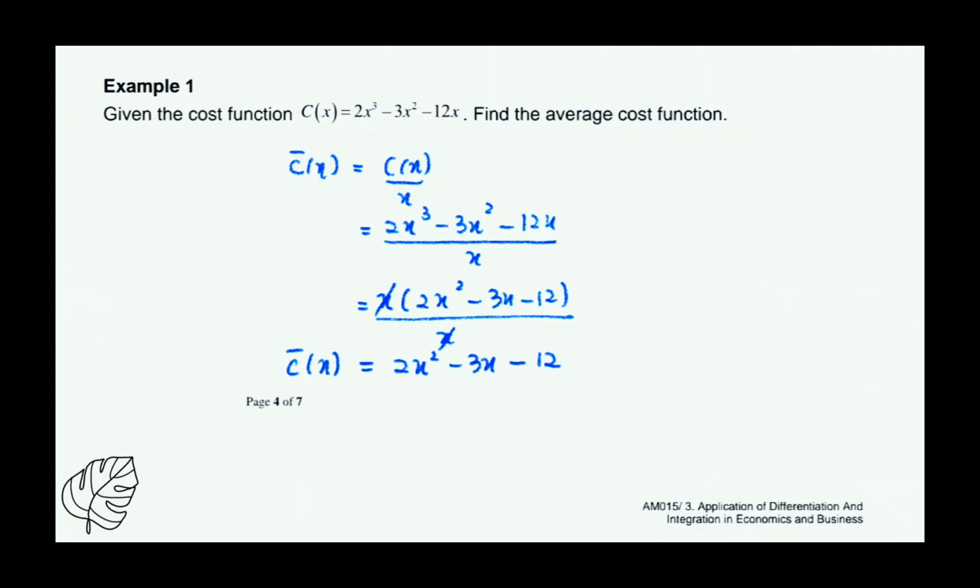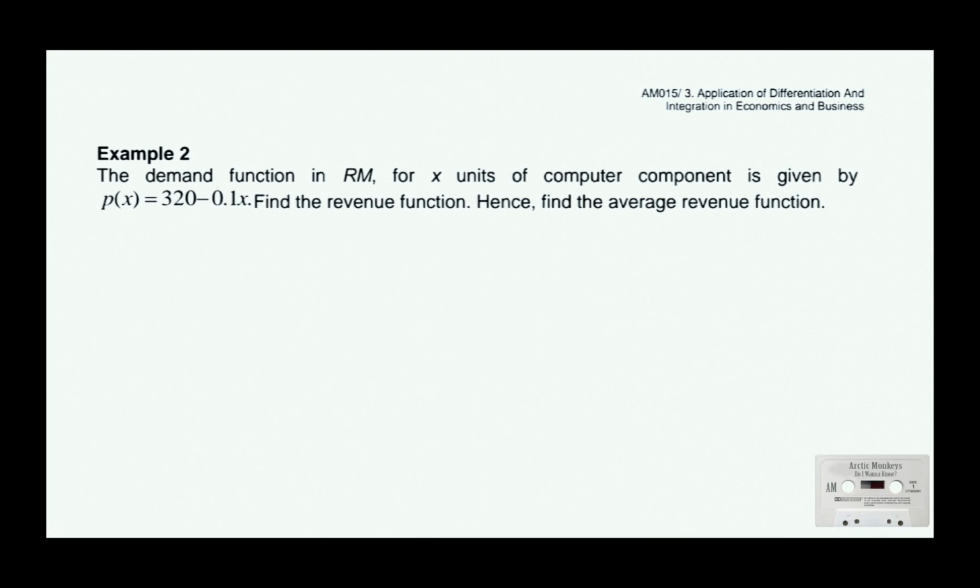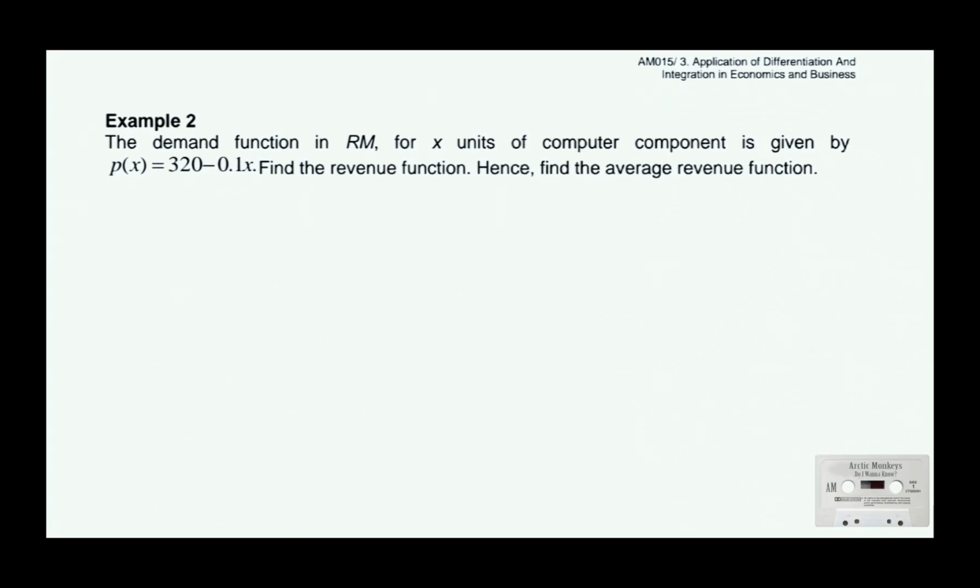12. For example number 2, the demand function in Rm for x unit of computer component is given by P of x equal to 320 minus 0.1x. Find the revenue function, and hence find the average revenue function. So in this case, we have two questions. The first one is to find the revenue function, and next we have to find the average revenue function.